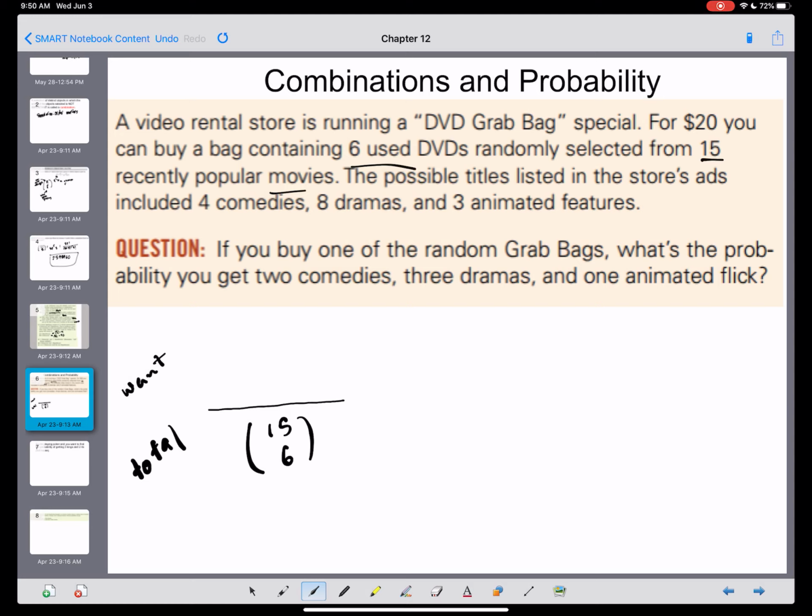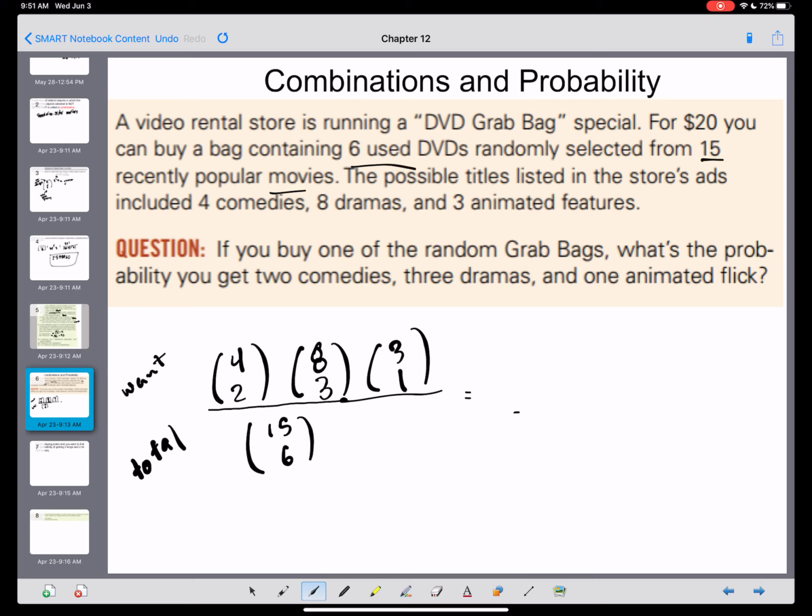Now the top, what we want: 2 comedies. Out of the 4 comedies, we're choosing 2. We want 3 dramas. Out of the 8 dramas, we're choosing 3. Out of the 3 animated pictures, we're picking 1. So the top, I'm literally segmenting into partitions, groups that I want, and I'm going to multiply all those combinations together. So let's check out what we have.